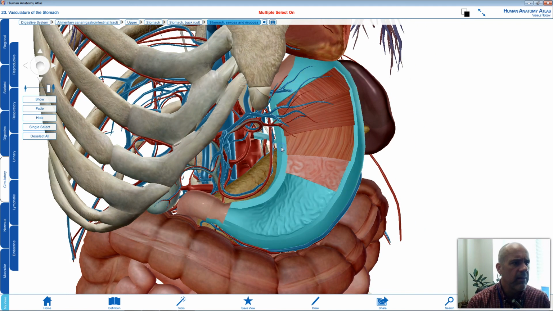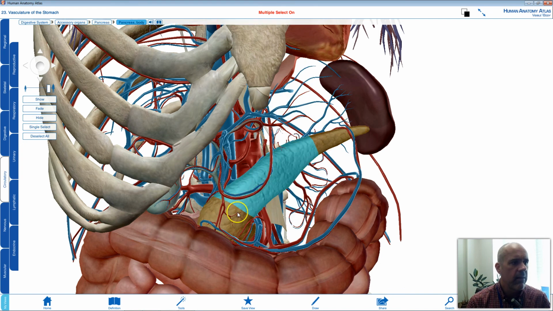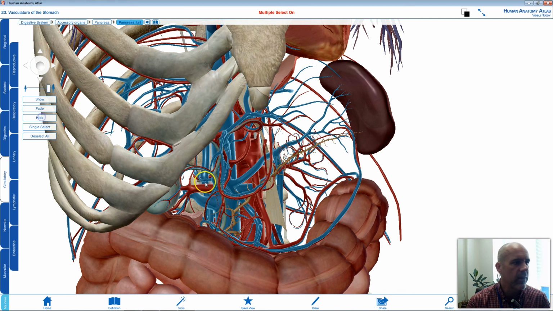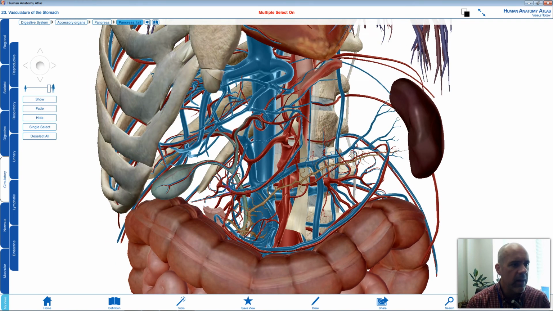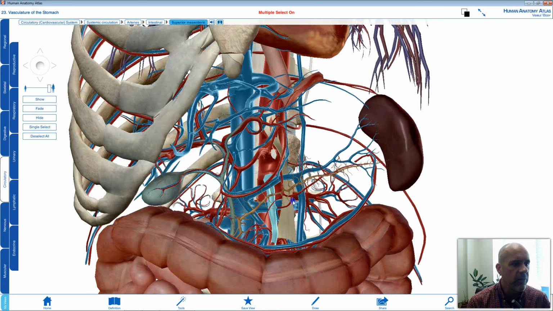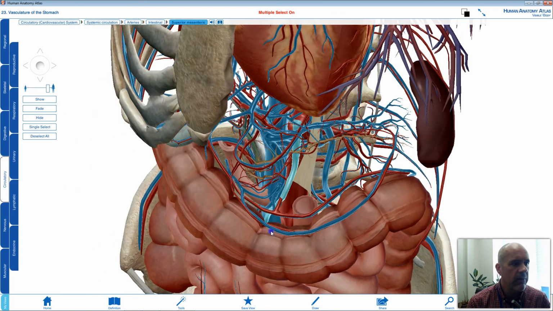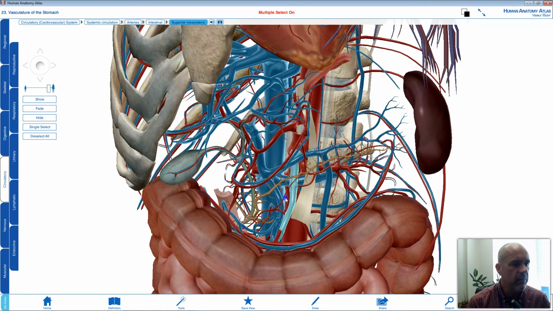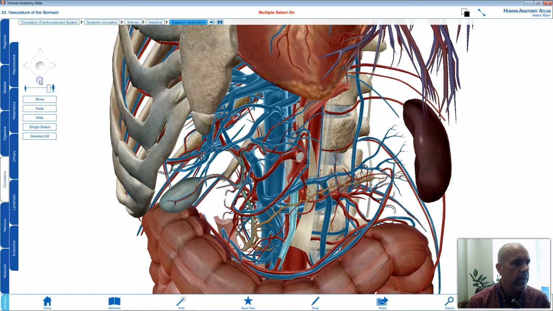And let's see, I'm going to hide the stomach. I'm going to say goodbye to the stomach here. Hide that. What organ is this? Hopefully you guys remember, that's the pancreas. We're going to hide that. And so now you can see right in here, that big artery right there is the superior mesenteric artery. You can kind of see where it's headed there in light blue.